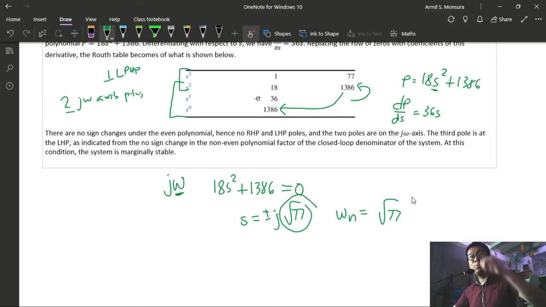Kaya lang, this only works kung isang pair of j omega axis poles lang meron kayo. Pag yan ay nagdalawa, for example, meron na sa ibang location ito, marginally stable pa rin siya, pero yung frequency of oscillation niya is hindi na yung ano. In fact, composite na siya nung mga individual frequencies na to. So, ibang operations na yung gagamit natin to find the overall frequency of oscillation for this one.